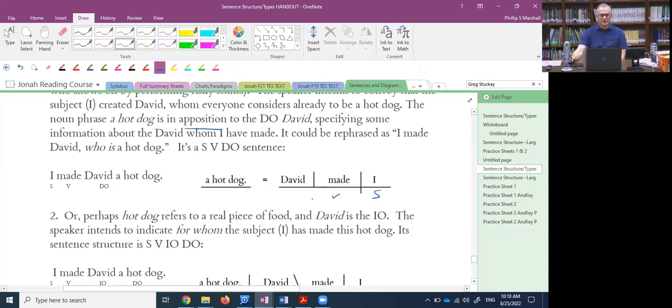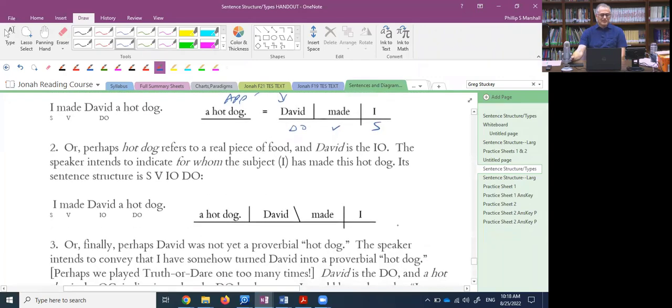So that's reflected in my diagram: subject, verb, direct object. And then a hot dog is in apposition, so it's telling me something additional about who or what David is. All right. Now, who could say this? Well, God could say it, right?